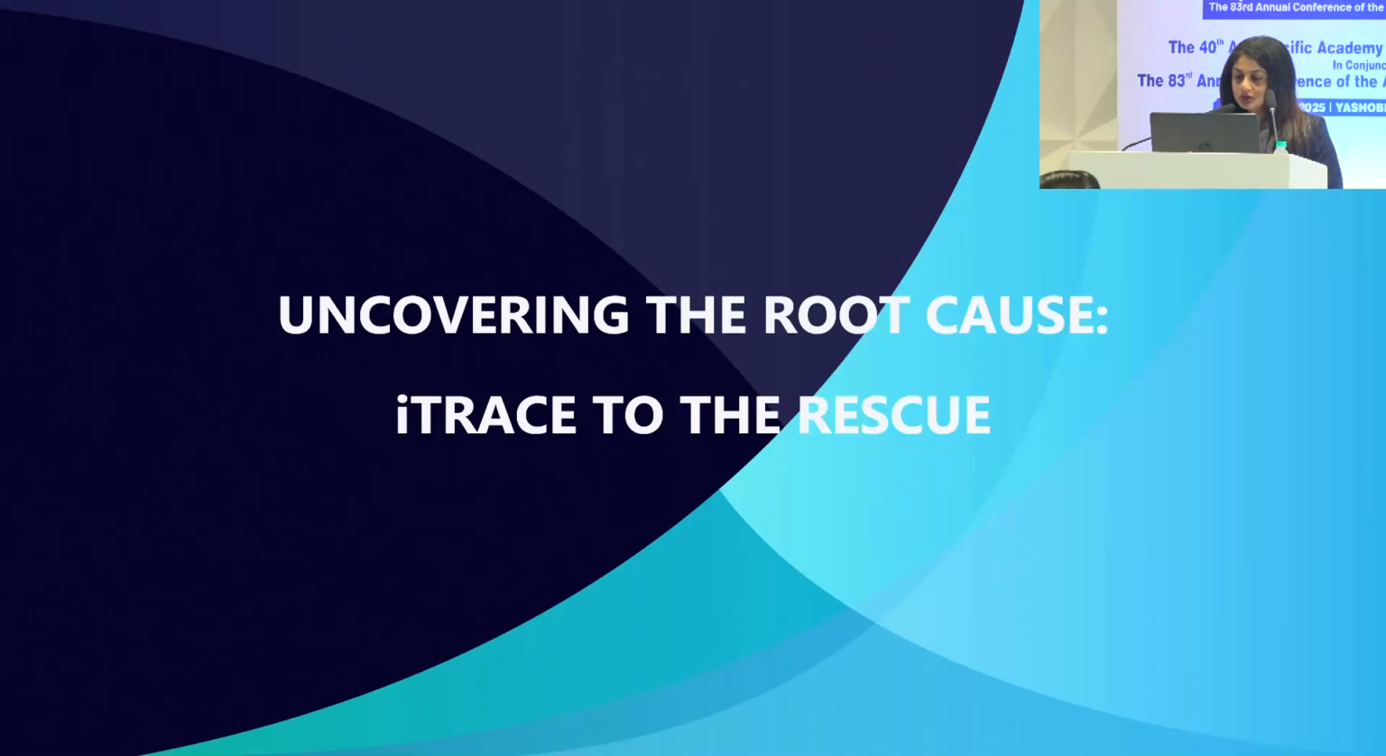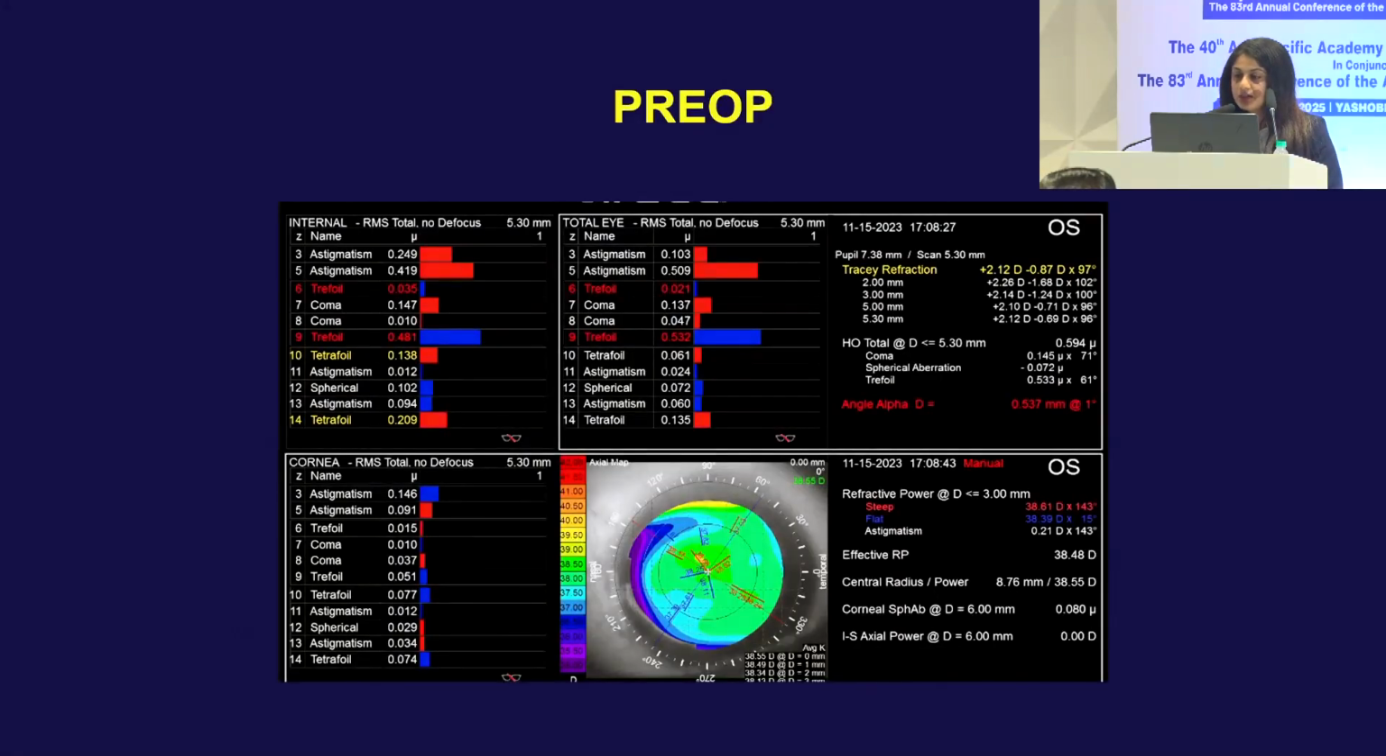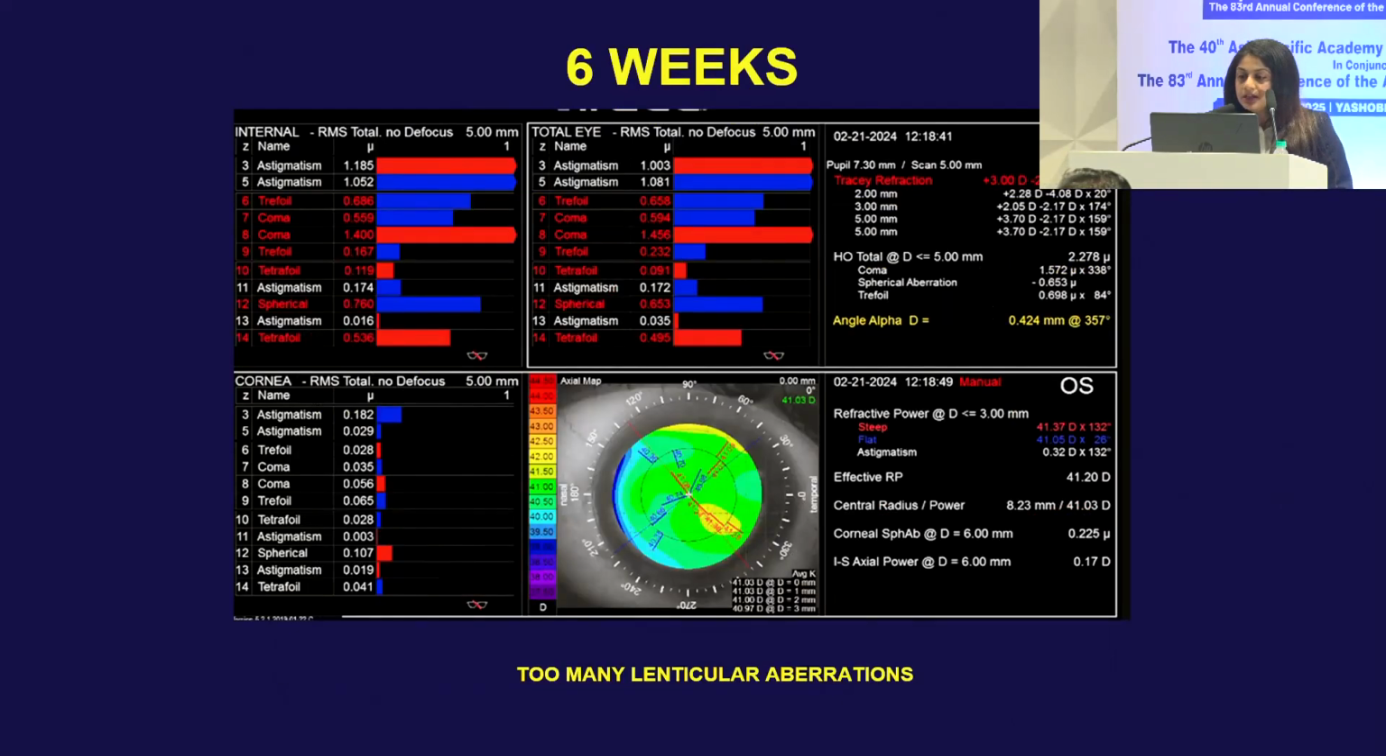That's when we turned to EyeTrace for deeper analysis. This was her preoperative EyeTrace image of the left eye showing minimal higher order aberrations. So this was the 6 weeks postoperative EyeTrace image and it revealed the answer. It showed elevated root mean square values and higher order aberration with a notable increase in coma, trefoil and spherical aberration, all indicating lenticular aberration. This suggested that the minimal PC fold was causing the disturbance.